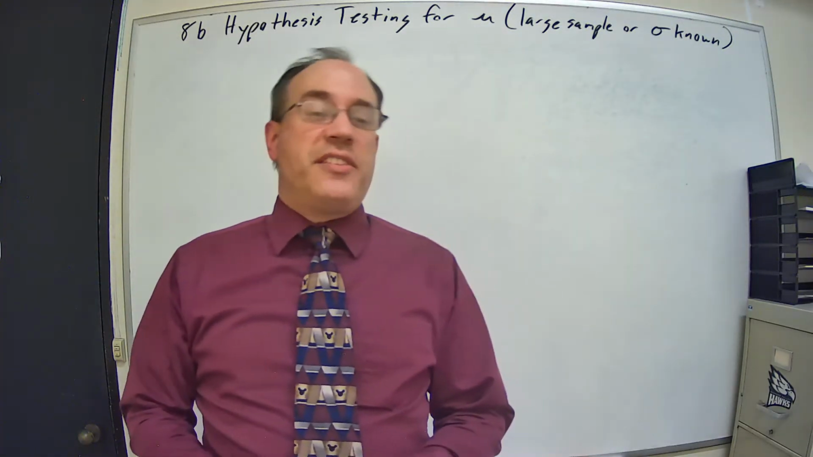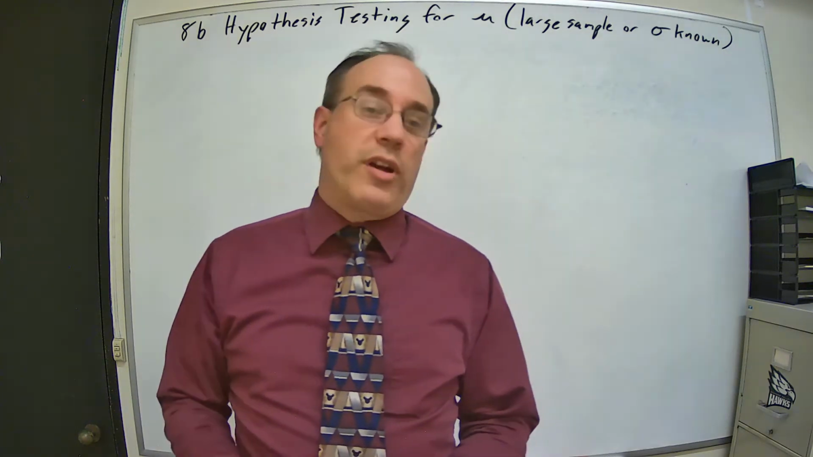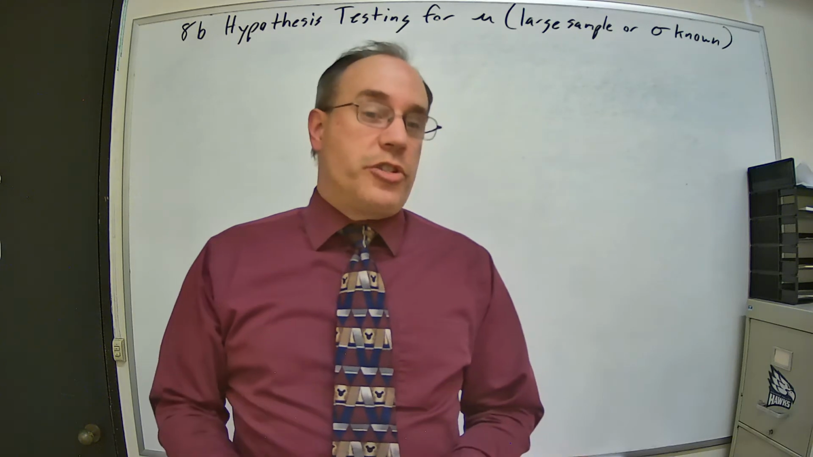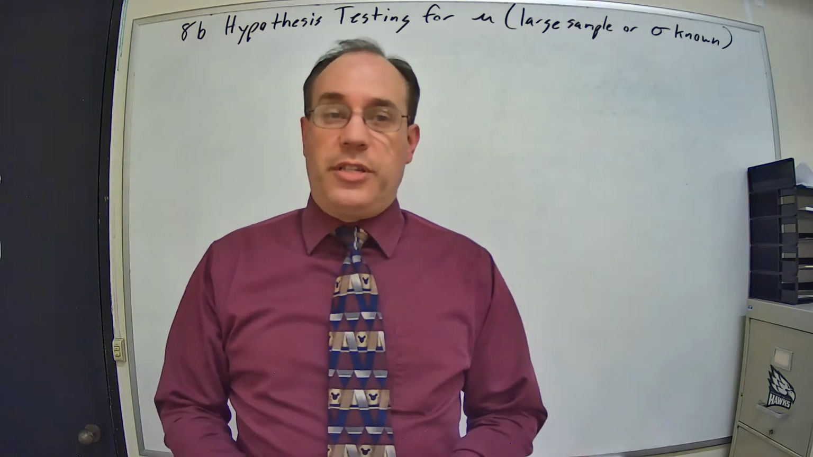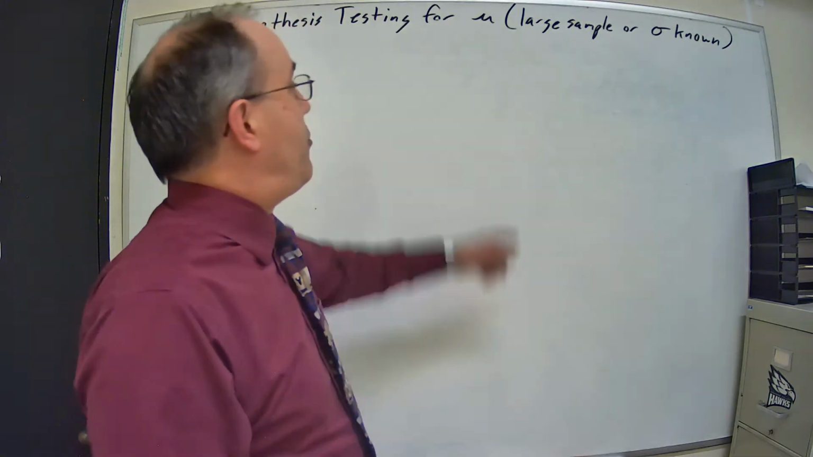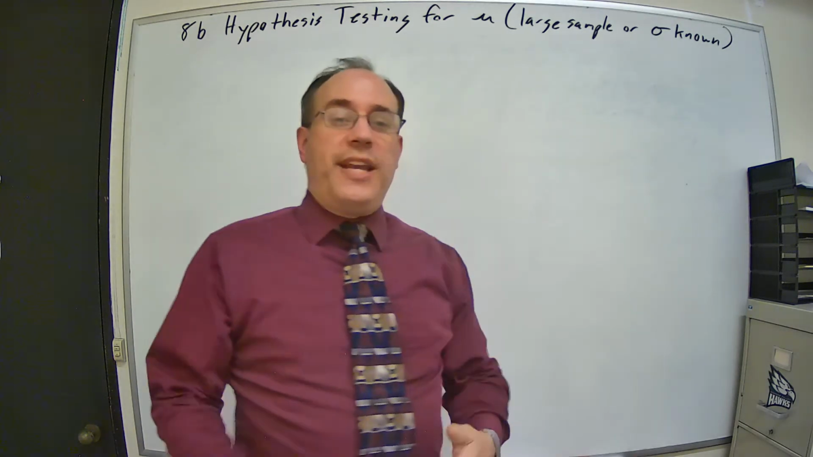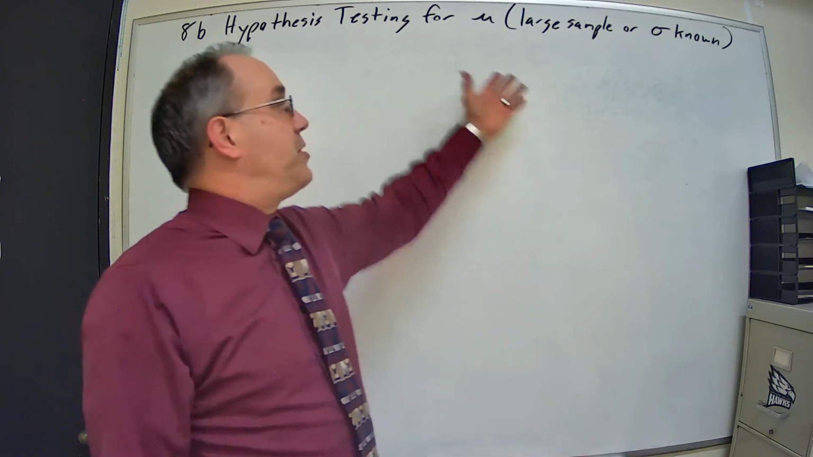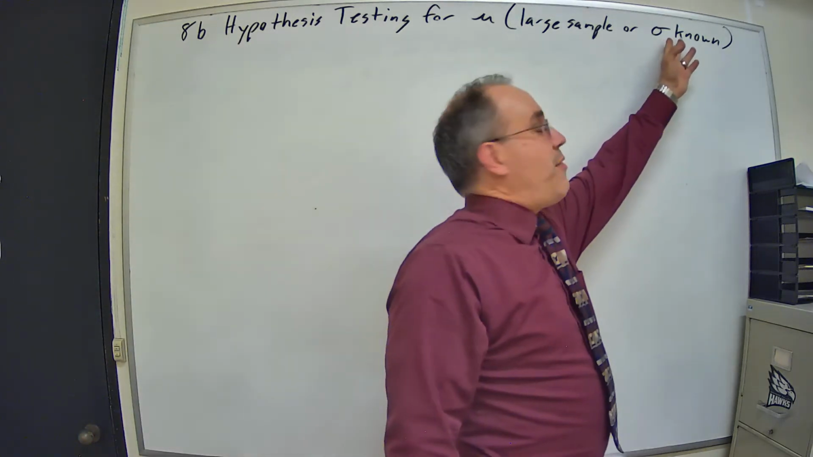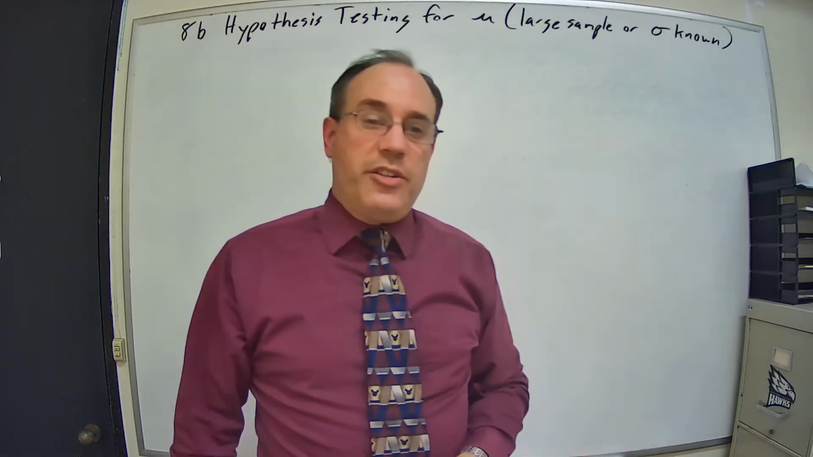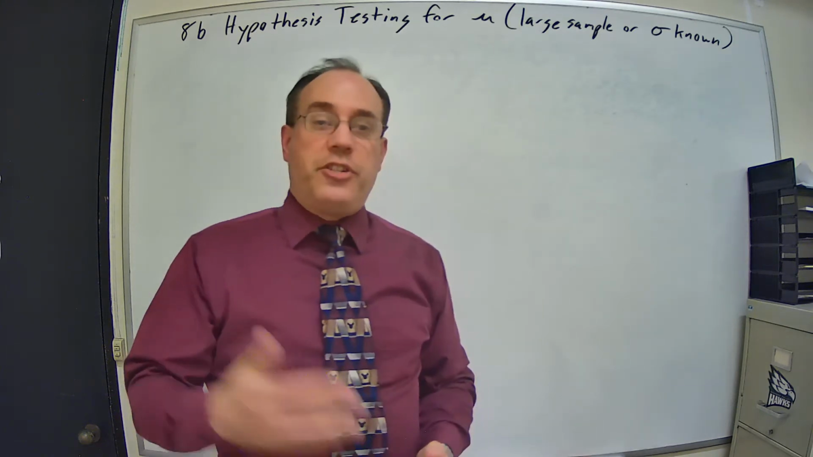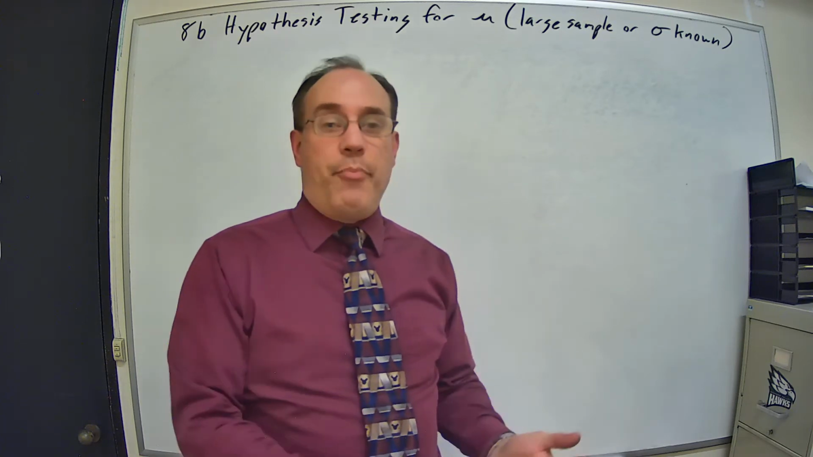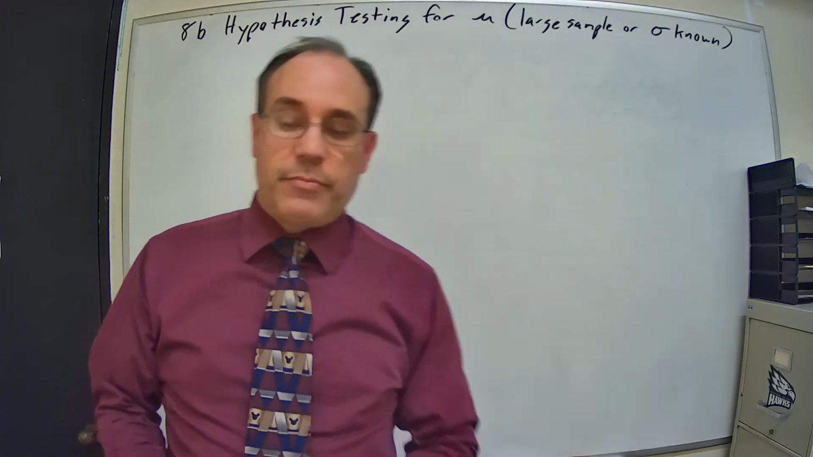8B, hypothesis testing for a population mean or a claim about a population mean, where you have a large sample or the population standard deviation is known. Now remember that a large sample is when n is greater than or equal to 30 for our purposes. And the only way you have a known population standard deviation is if it says the population standard deviation is. If not, then you have the sample standard deviation.